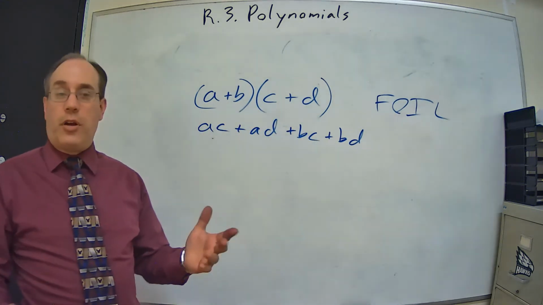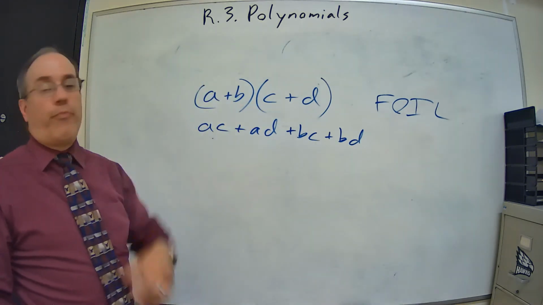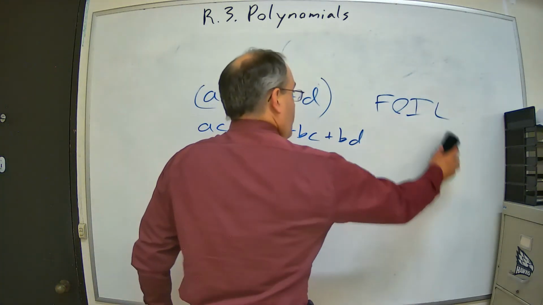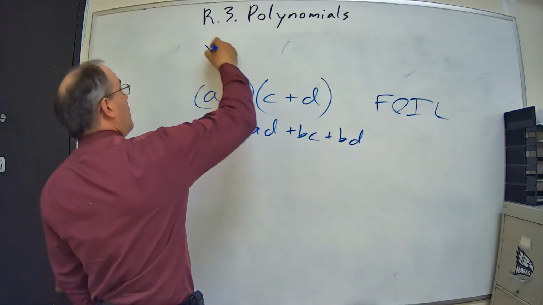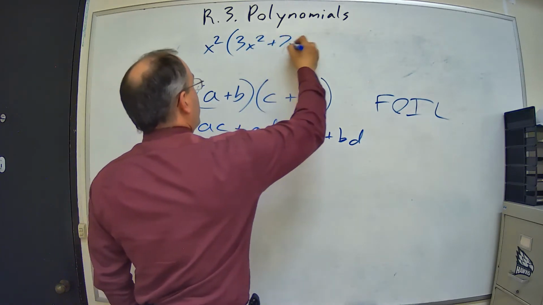And then if you can combine like terms, combine like terms. We can't at this point without putting it back into the form that it was. Let me take a step back here and say, well, what if I have x squared times (3x squared plus 7x minus 2)?